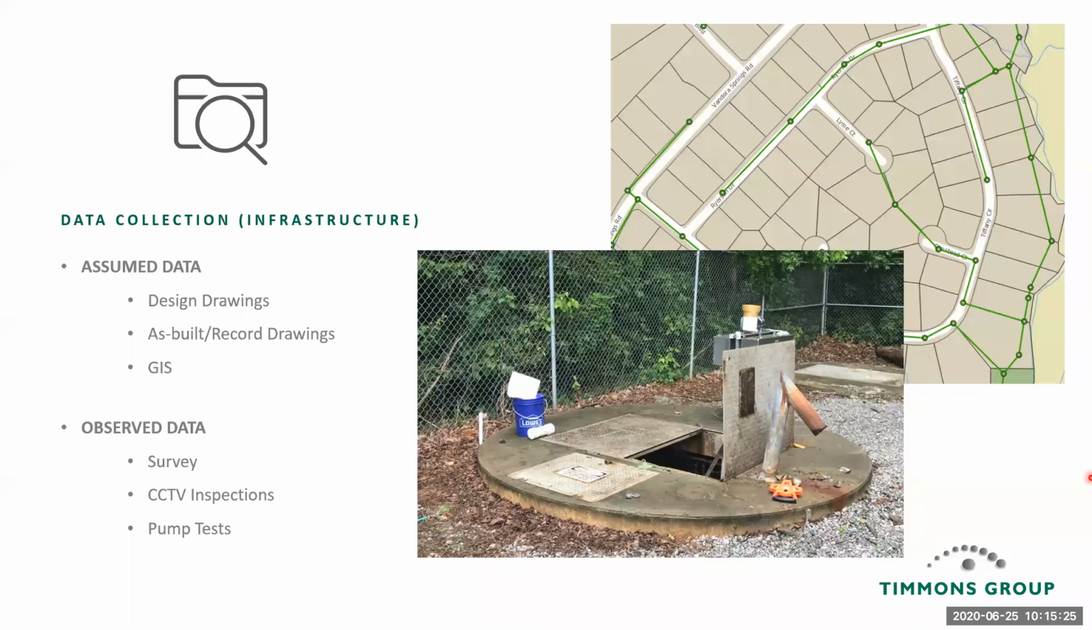So assumed data versus observed data. Observed data will be things like a survey or CCTV inspection, where we send a camera on a robot through a collection system to confirm some dimensions or identify obstructions in the flow that might not be available from the surface or from looking at a plan set. And also pump tests. Instead of relying on an engineer's calculations to determine what a given pump rate may be, we will go to the pump station and we will physically test its output.